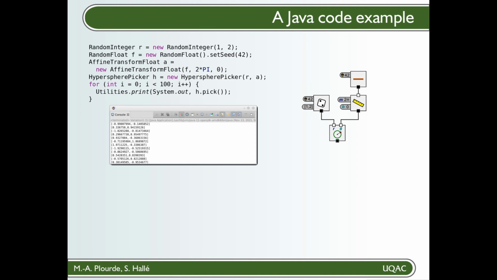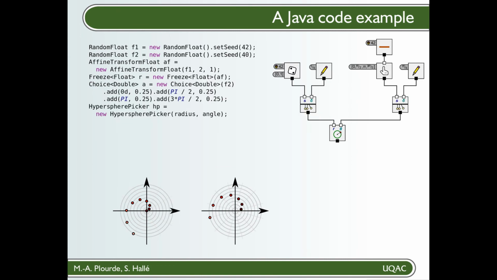If I run this program, I get a list of points, and if I drew these points, I would get plots like the one seen at the bottom of the screen. If I change the way the picker is wired to other picker upstream, I get other patterns of points, as you can see in this other example.